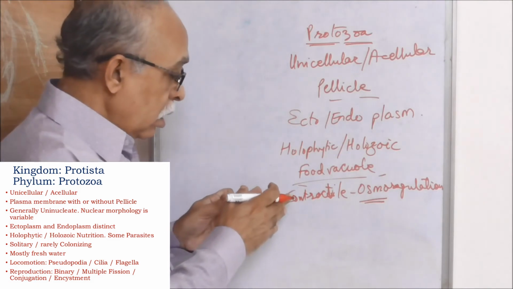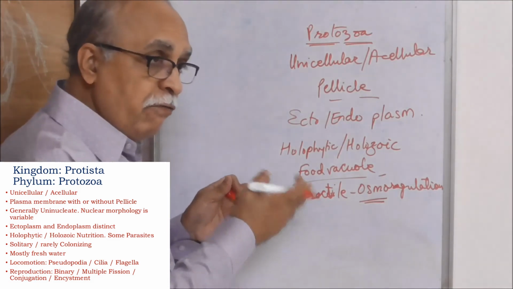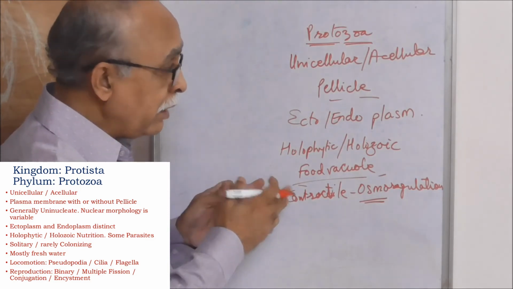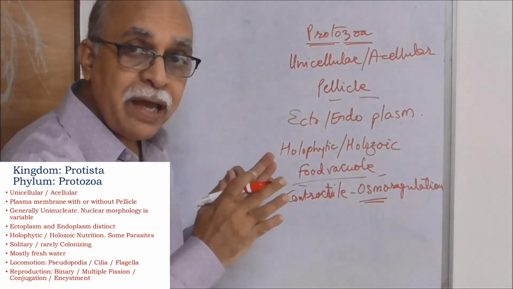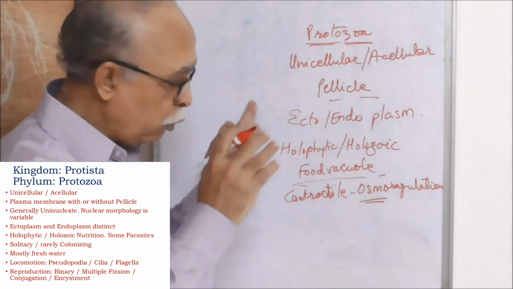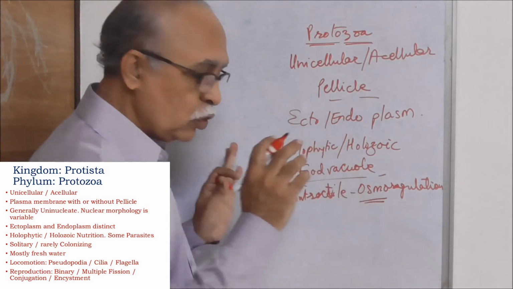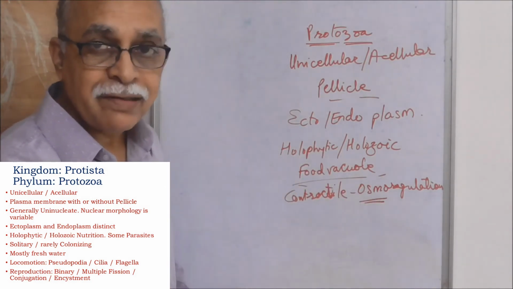Now, the structure and functioning or mechanism of the contractile vacuole may vary depending upon the organism under consideration. But broadly, it's a vacuole which can contract and relax so as to maintain an osmotic balance. That is how we can describe it.